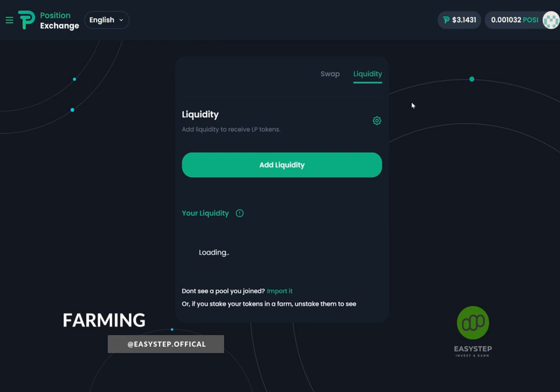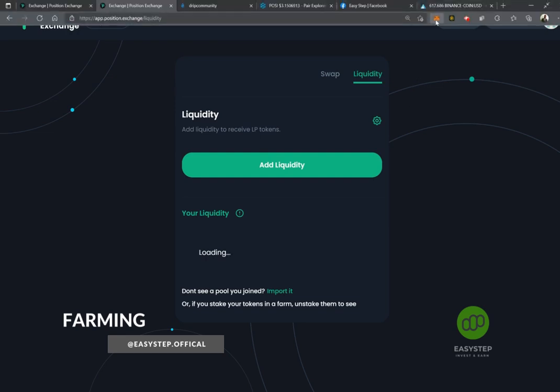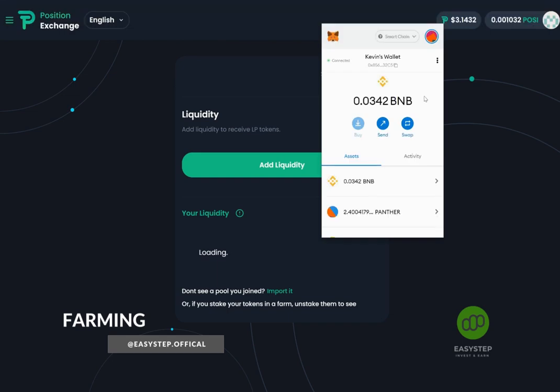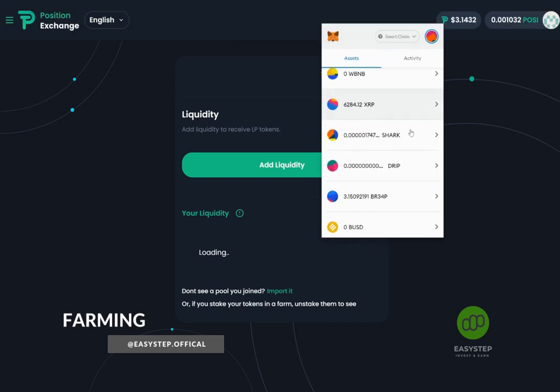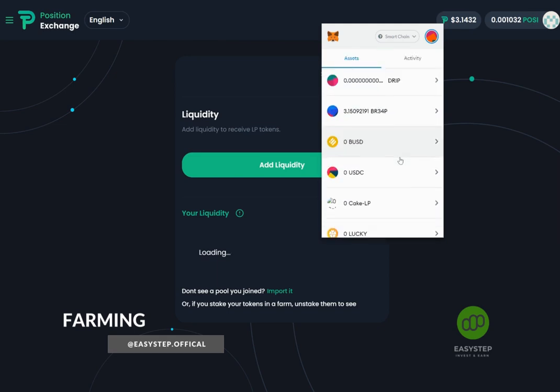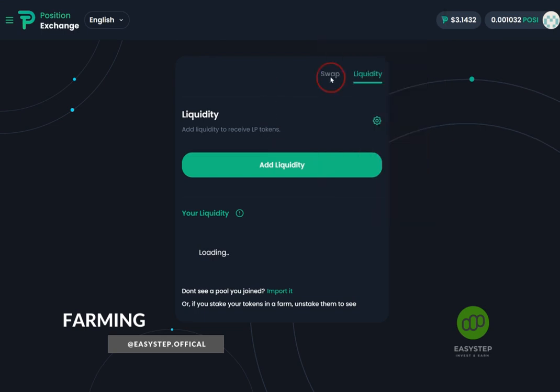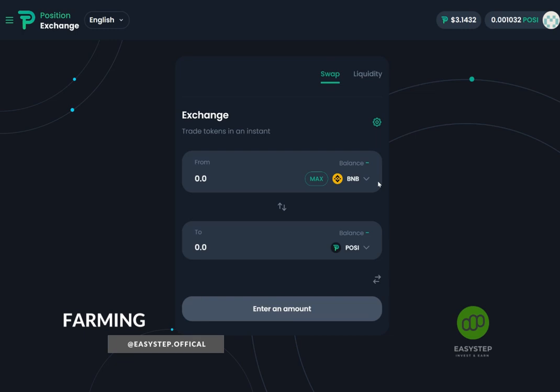Now, here's the liquidity. Once you have POSI and let's say BUSD, we'll go with that LP. You have to make sure you have POSI and BUSD. But let's say that you only have POSI and you don't have BUSD to create the LP token. That means that you have to come over to the swap and sell and swap your POSI for a certain amount of BUSD, which has to be a 50-50 split. So you have to sell 50%. Say if you want to stake all your POSI, you have to sell 50% of your POSI for BUSD.